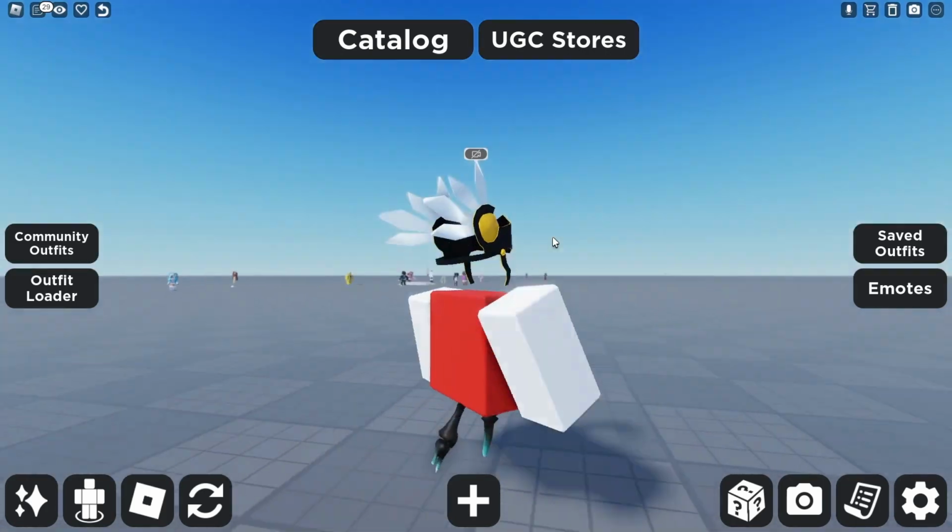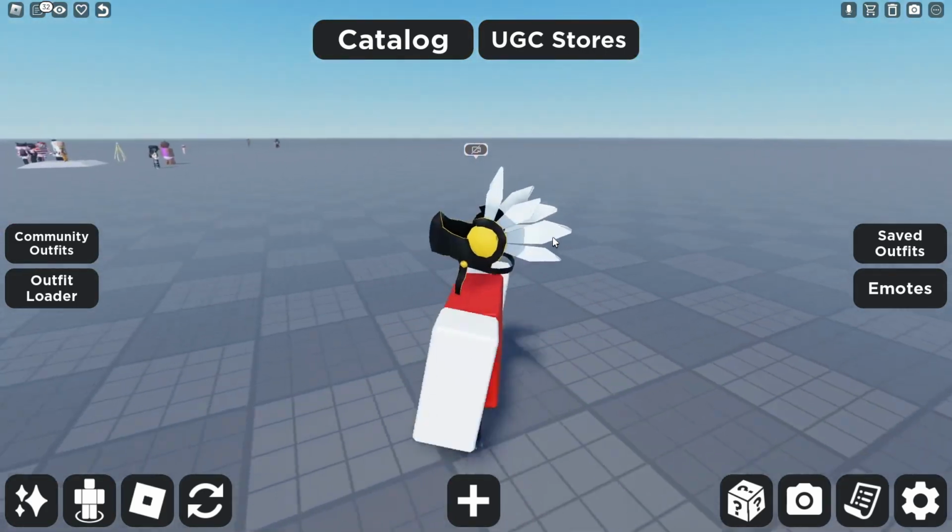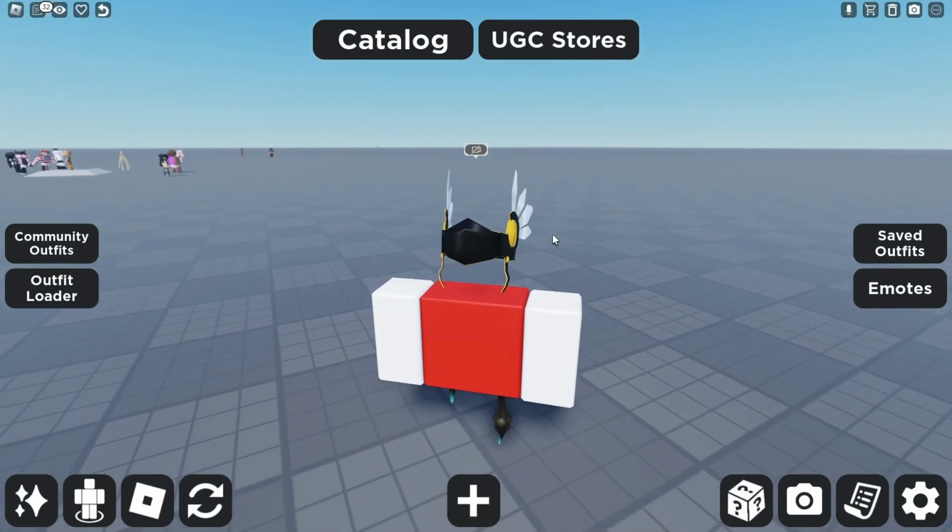So guys, I'm currently wearing the real one, just so you can have a look at what the real one looks like. As you can see, it does look very clean. I would love to have this item, however I don't and would probably never be able to afford it. So I'll be showing you guys how to make a fake one.